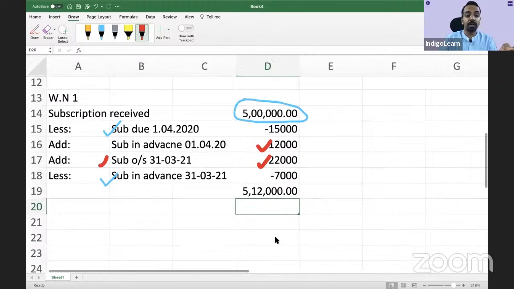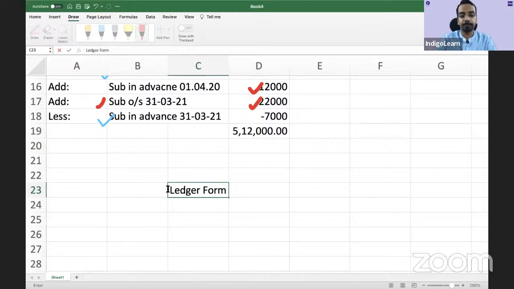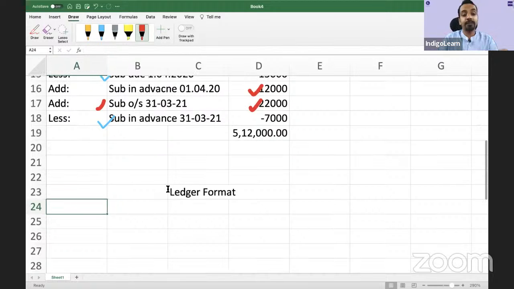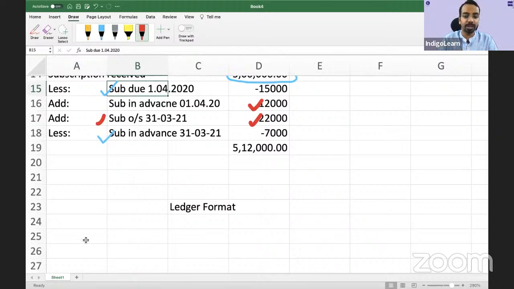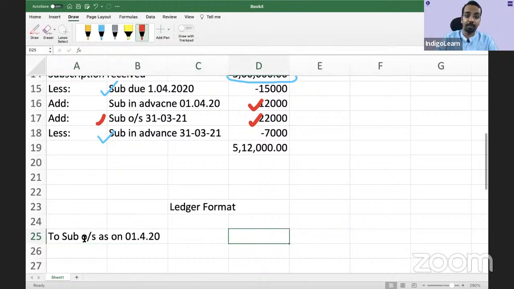Now, some of you may not be comfortable with this. You want to prepare a ledger format. You can prepare a ledger format as well. How ledger format? On 1st of April of 2020, subscription due on 1st of April of 2020. That means we have to receive. If we have to receive, means it is a debit balance. So to subscription outstanding as on 1st of April of 20. This is a debit amount. This is the amount that you have to receive, 15,000.